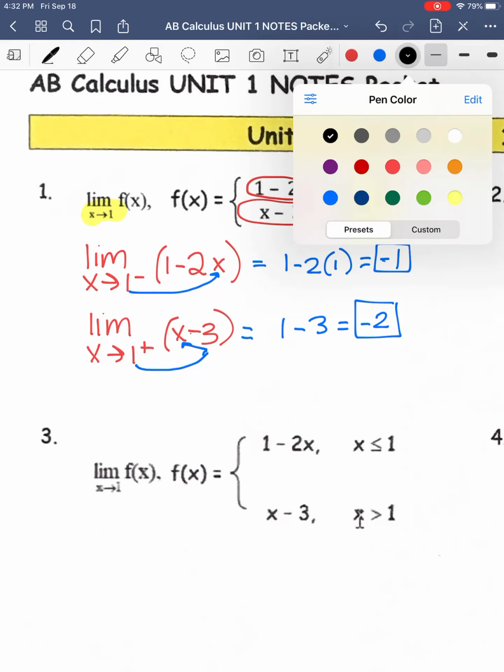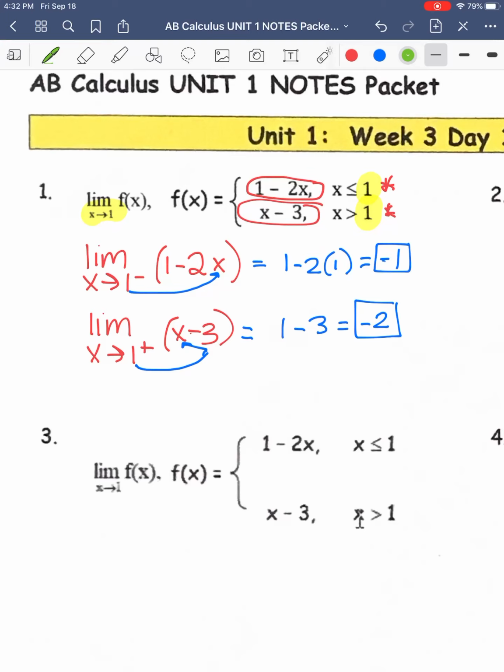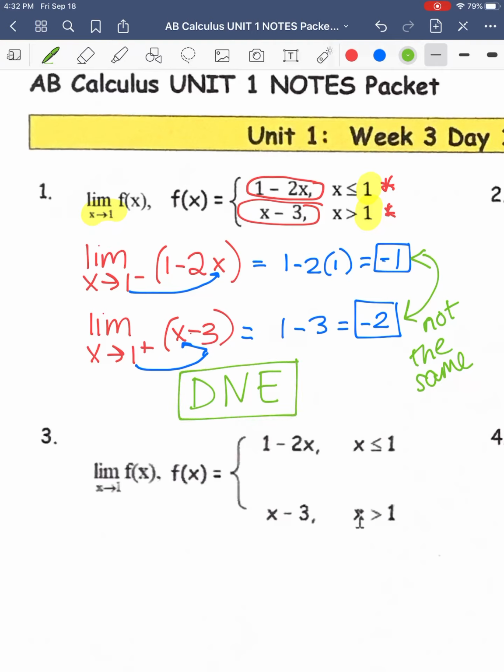And then in order for this limit to have an answer, I have to compare the left and the right limits. And the first thing that I notice is that these are not the same value. So because they're not the same value, this limit does not exist. It would have to be the same number from the left and from the right. Okay. Let's try problem number 2.